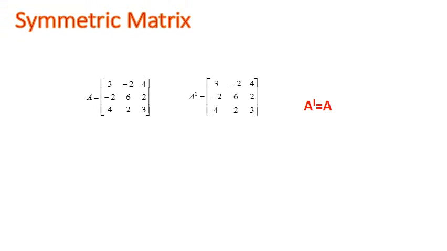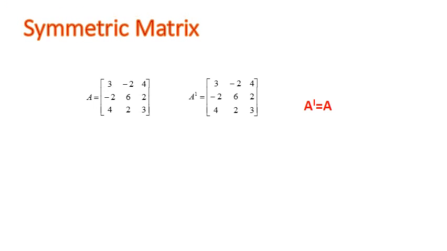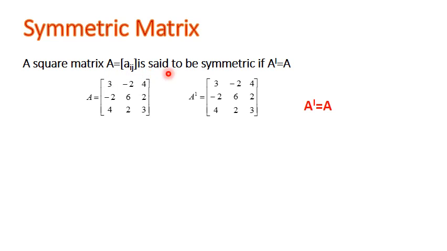We have a name for this type of matrices, that is called the symmetric matrix. Symmetric matrix. Let us go for the definition. A square matrix A equal to Aij is said to be symmetric if A transpose is equal to A. If this condition is satisfied, A transpose is equal to A, then we can say that the matrix is symmetric.